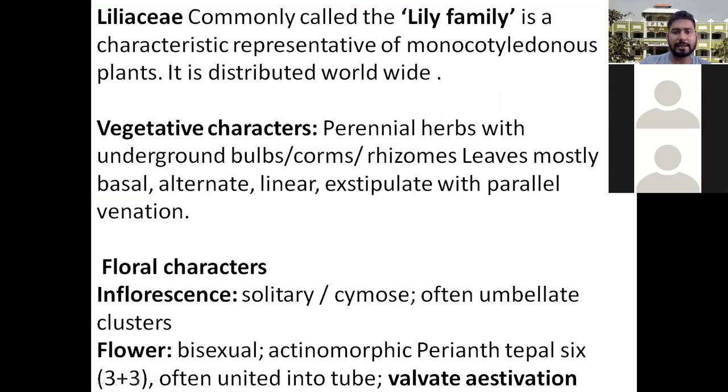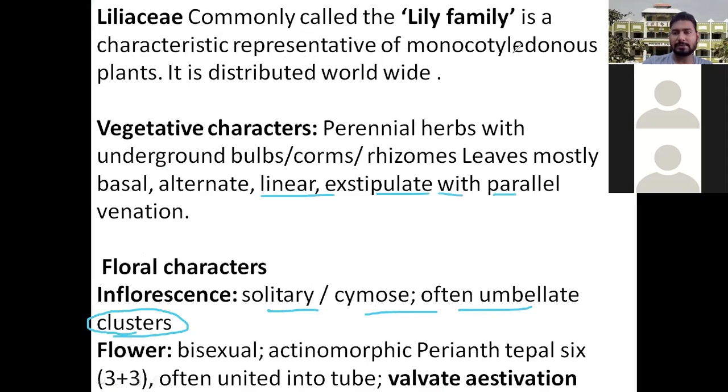Same again, Liliaceae, they have given about this. Liliaceae, commonly known as the lily family, is a characteristic representative of the monocotyledonous plants, and it is distributed worldwide. Clear? The characteristic is a monocotyledonous plant. I told you already. Then again, vegetative characters are the same: linear leaves with parallel venation. Inflorescence solitary cymose, often umbellate cluster. You have to learn this. Never forget. Okay.